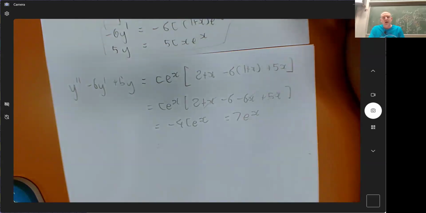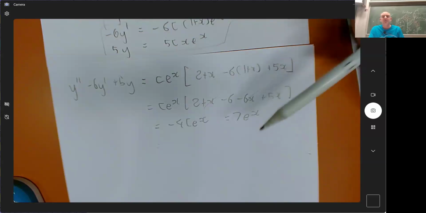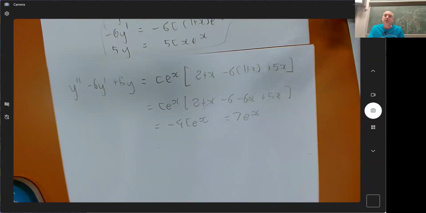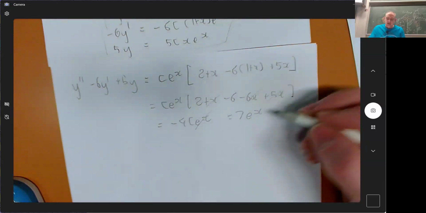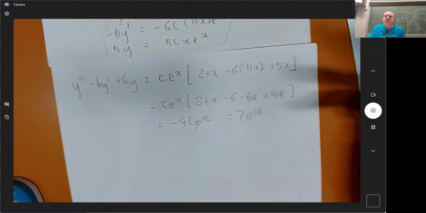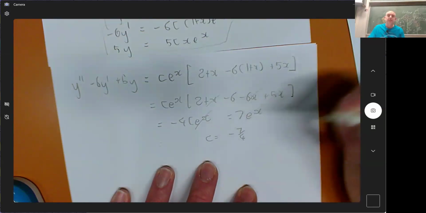And so look at that. The x e to the x part kind of cancelled out, and I was left with just an e to the x to match up with the 7e to the x that was there. It's very convenient. Some people who have trod this path before us have learned that this is how it works. And so e to the x can't be 0, but I can also just equate coefficients. And so c is therefore minus 7/4.